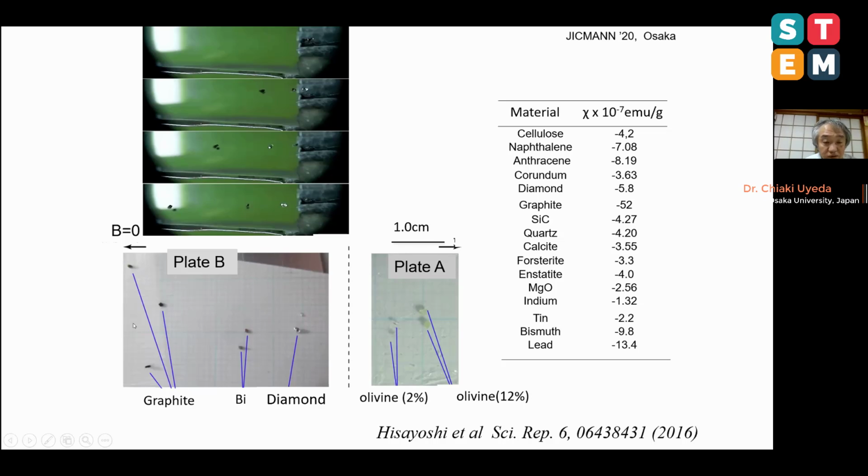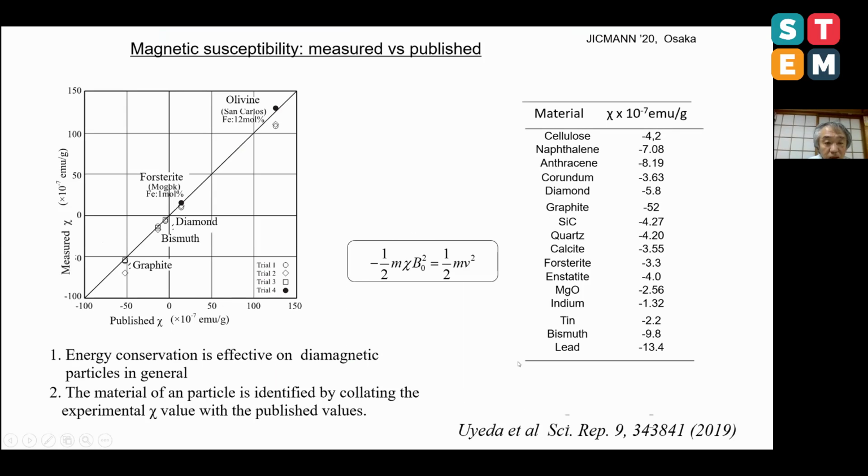So this may be like a kind of optical prism. You can divide all sorts of materials with a simple permanent magnet in microgravity condition. And we also measured the magnetic susceptibility chi value from the terminal velocity, and the measured value is in good agreement with the published value. And all the materials are expected to distribute between graphite and diamond.